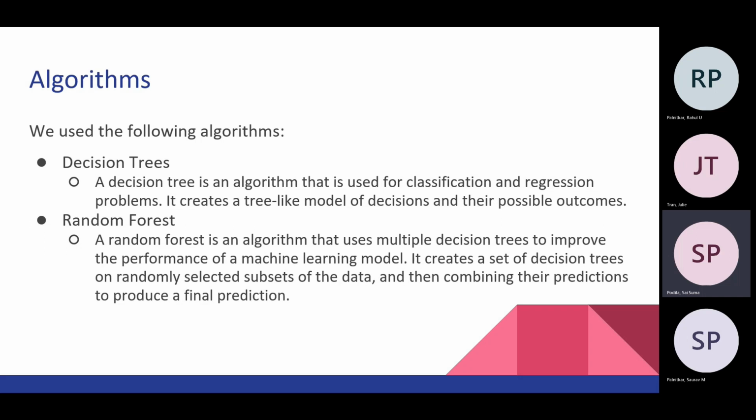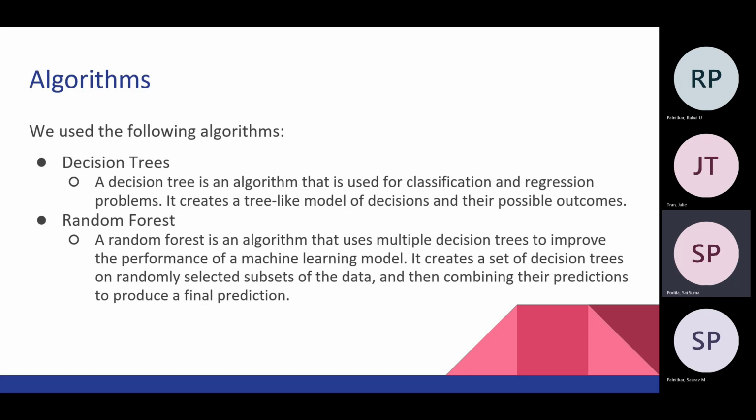It is a popular algorithm due to its simplicity and interpretability, as it allows us to understand which features are most important in making predictions. Decision trees are usually prone to overfitting, especially if the tree is too deep or there are too many features.